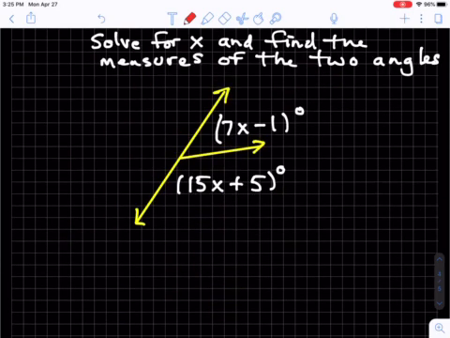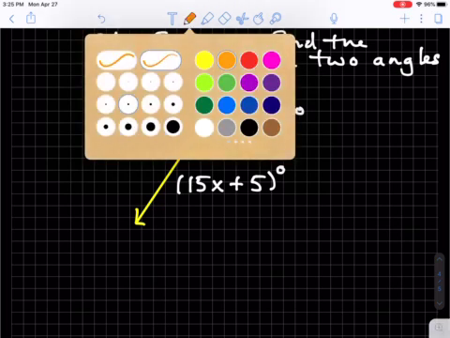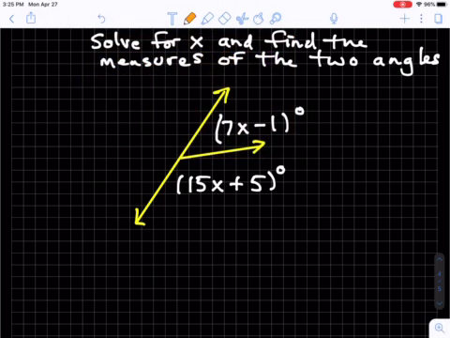All right, last kind of problem. These are a little tricky, but conceptually they shouldn't be too hard to set up. The algebra might be a little hard for some of you, but conceptually you should be able to at least write it out. All right, so let's look at this. It says solve for x and find the measures of the two angles.